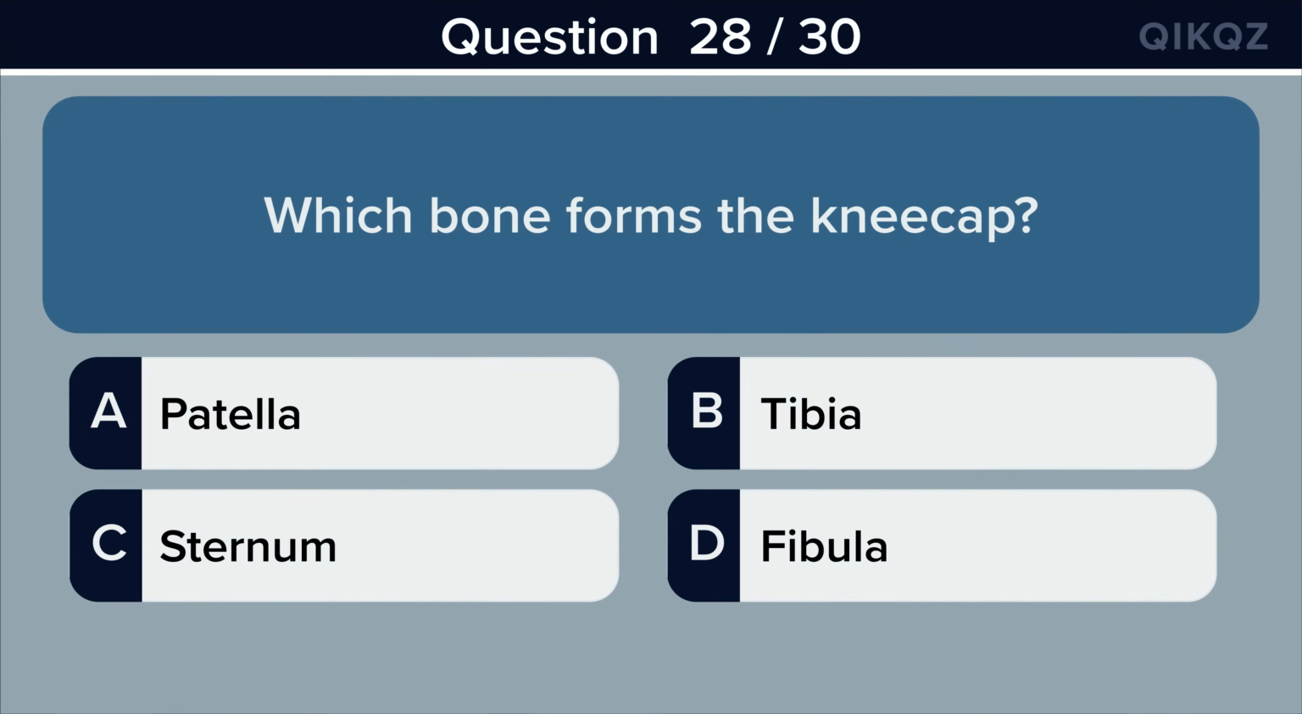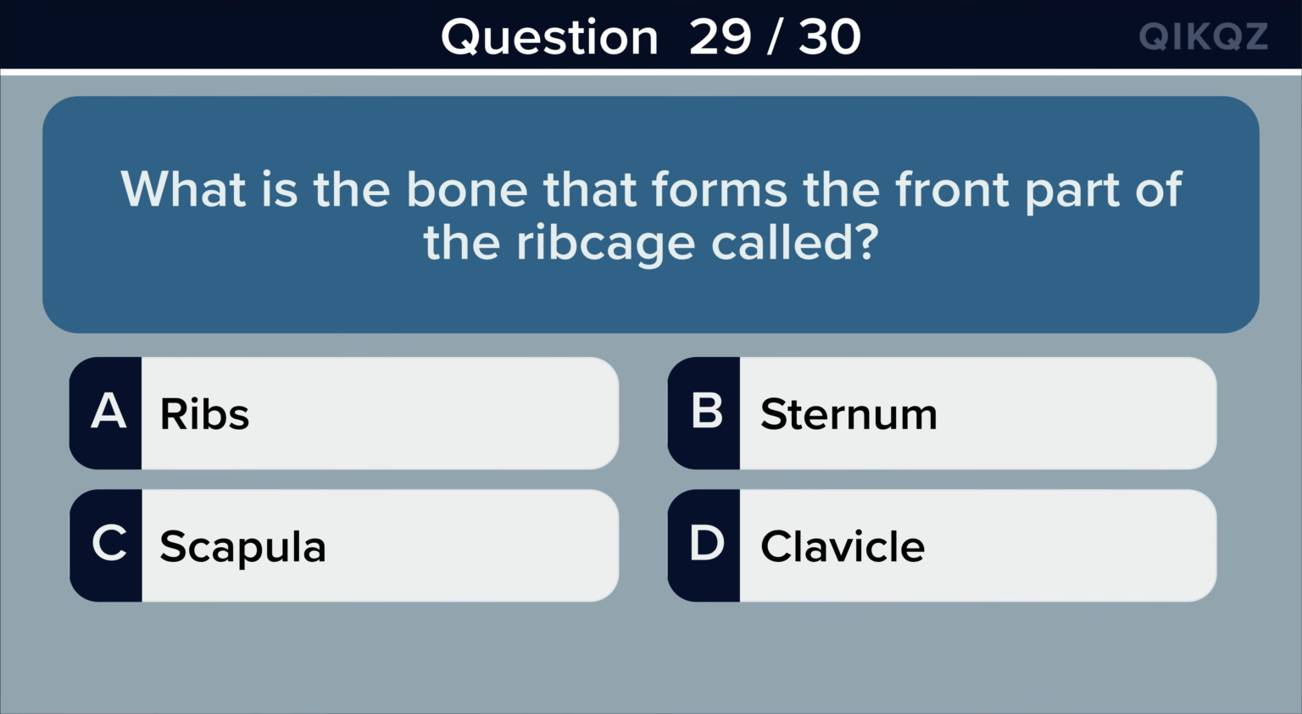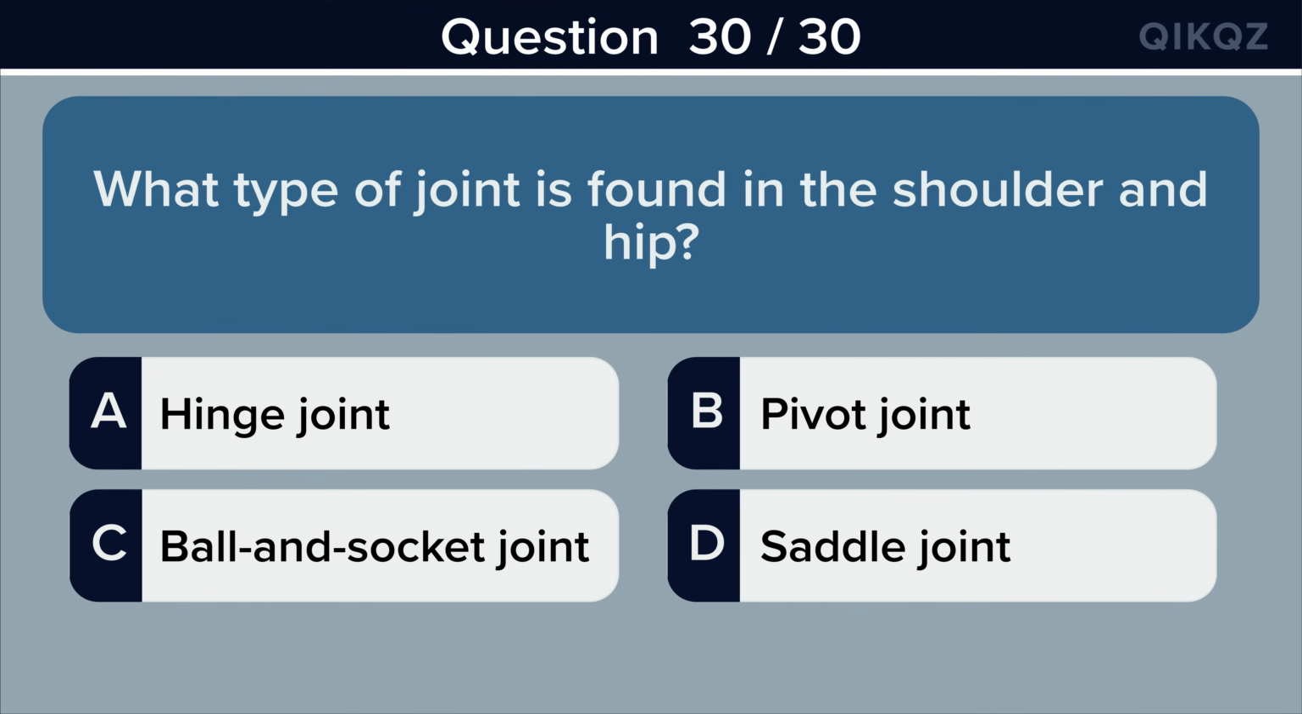22. Which bone forms the kneecap? Patella. What is the bone that forms the front part of the rib cage called? Sternum. What type of joint is found in the shoulder and hip? Ball and socket joint.